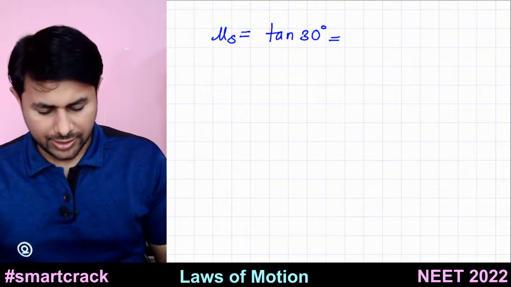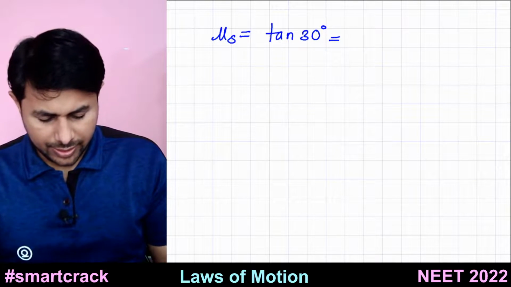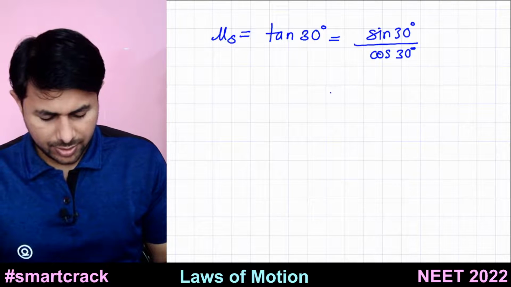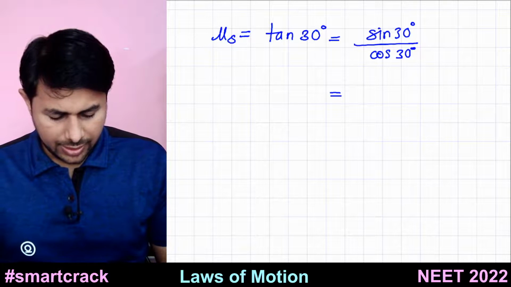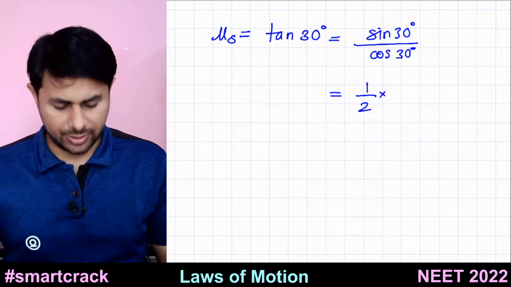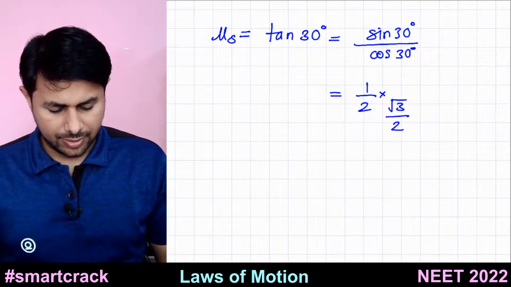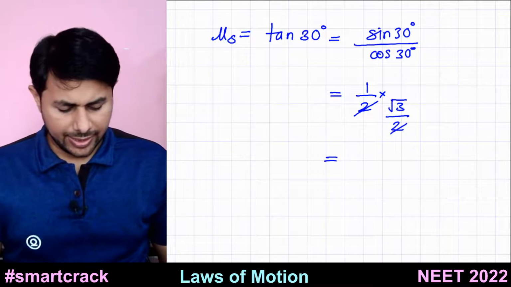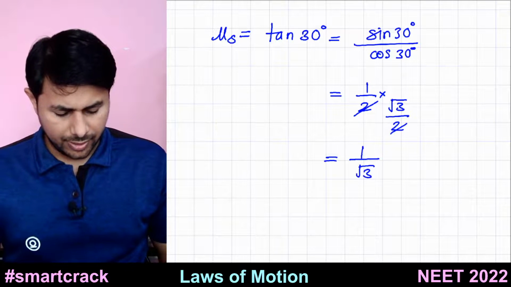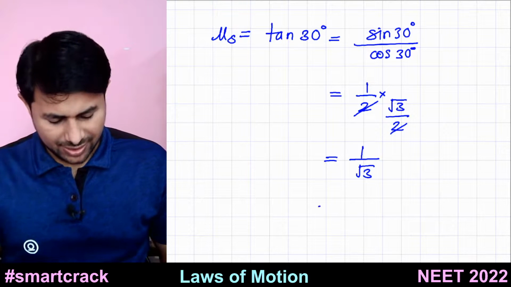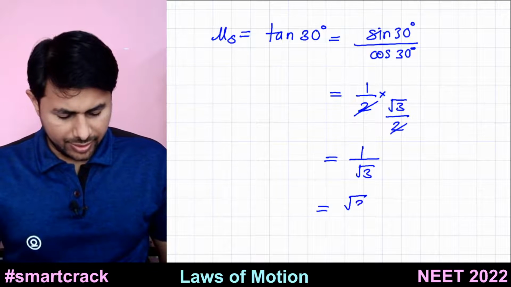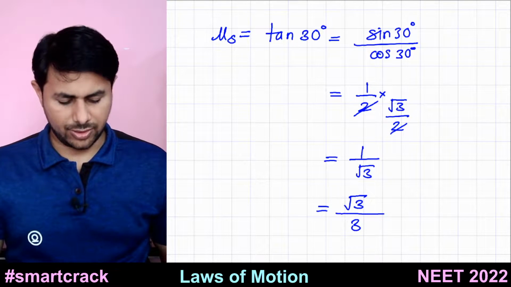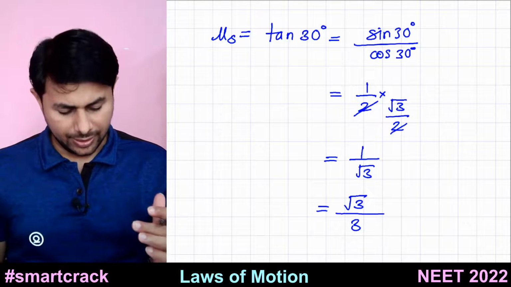Okay, so mu s is equal to tan of 30, and that is equal to what? Sine 30 divided by cos 30, and that's equal to what? Sine 30 is half, cos 30 is square root of 3 by 2, and this 2 we can take into numerator, or we can cancel it out with this 2. So we'll get 1 upon root 3. Or this can be written as root 3 over 3. I will multiply and divide by root 3, so this becomes 3.